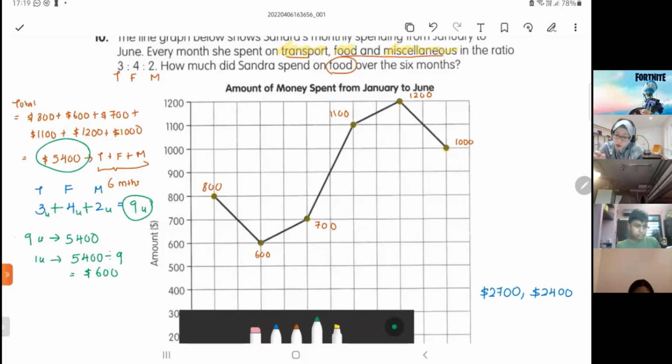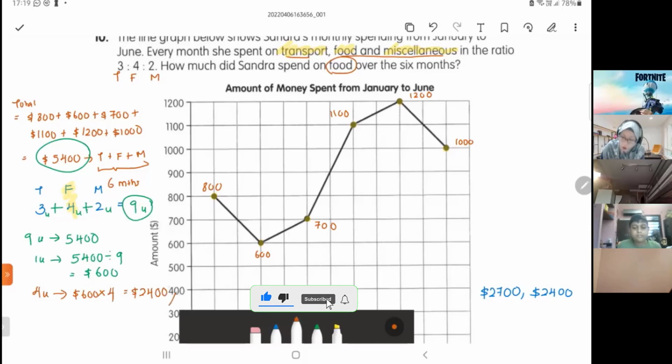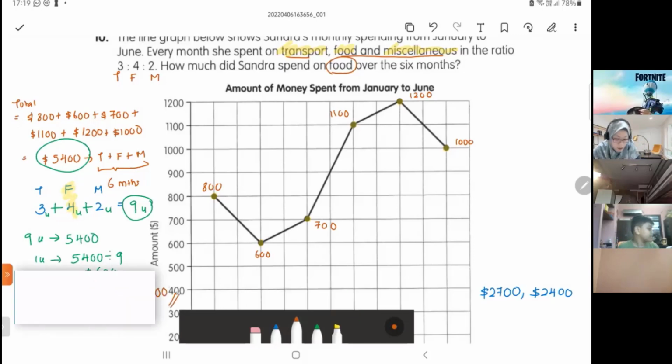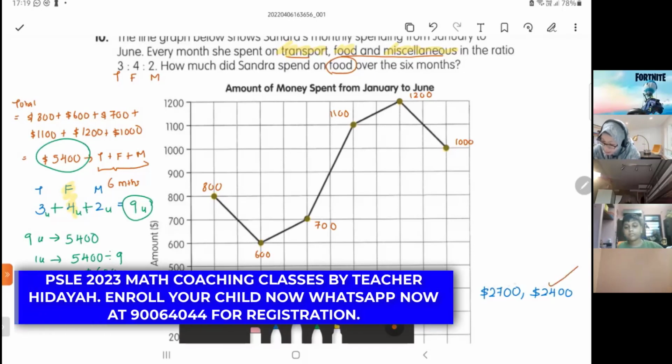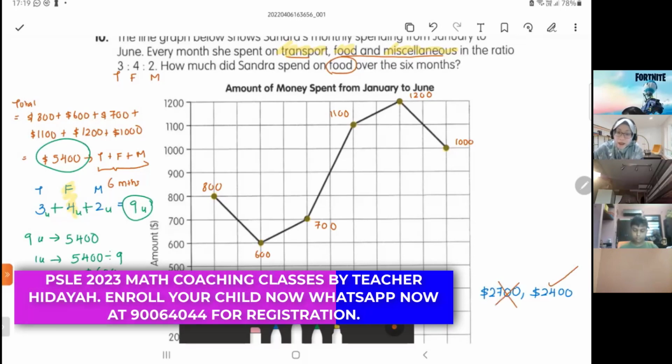Then I want to know food. Food is how many units? I want food only. So 4 units will be 600 times 4, and the answer is $2,400. Done. So the correct answer is this one, not this. Right?